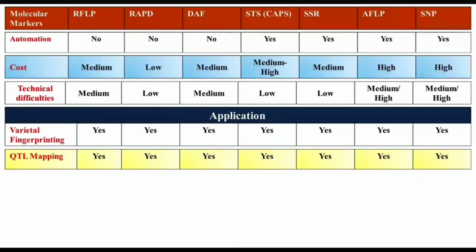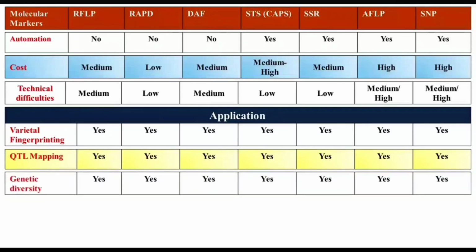Then comes QTL mapping. Whether all these markers can be used for QTL mapping. It's yes. All of these can be used for QTL mapping as well as varietal fingerprinting. Genetic diversity. It's again yes for all the markers. We can use all of these markers in case of genetic diversity as well.